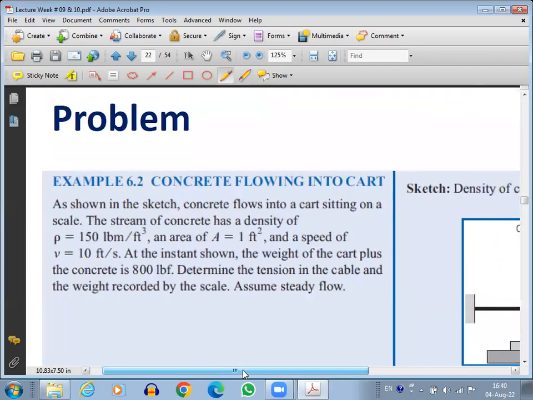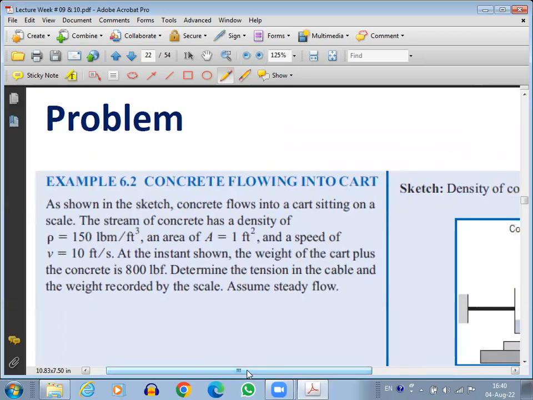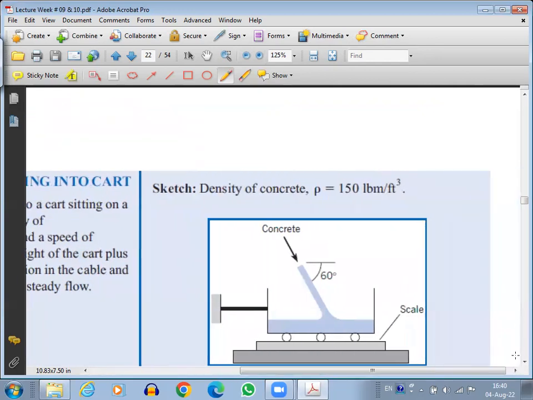Okay, now let's see another problem. Concrete flowing into the cart. As shown in the sketch, concrete flows into the cart sitting on the scale. The stream of concrete has a density of 150 pound mass per feet cube, an area of 1 feet square, and speed of 10 feet per second. At the instant shown, the weight of the cart plus concrete is 800 pound force. Determine the tension in the cable and the weight recorded by the scale. Assume steady flow.